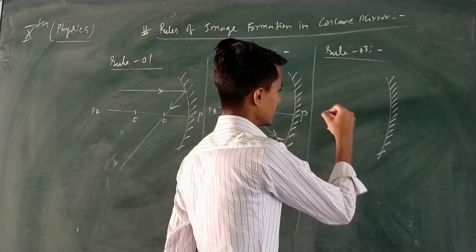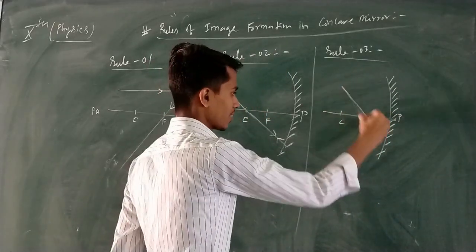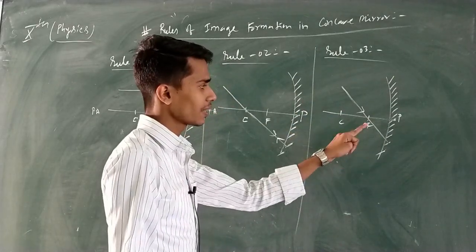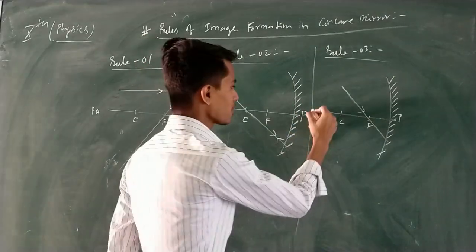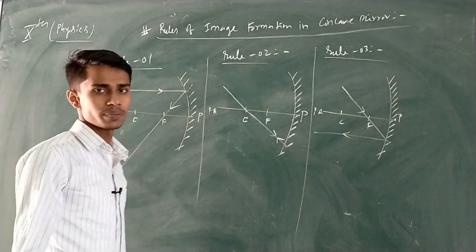Now, the incident ray is passing through principal focus. This incident ray passing through principal focus. After reflection from the mirror, the reflected ray will become parallel to principal axis. ये बात समझ में आया?